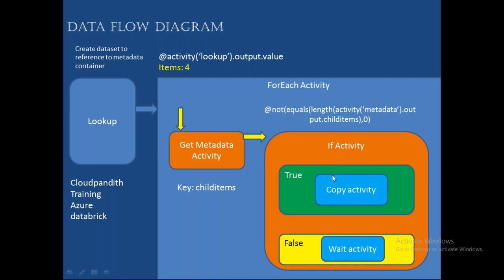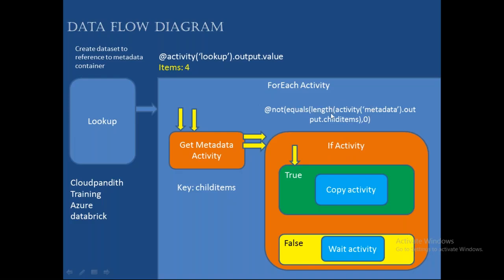In the true condition, I will just execute my copy activity. I will go to true and I will execute the copy activity. Once it is done, I will go back and I will get the second item. I got the second item, that is training container. I will go to training container and I will check child items. Those child items I will pass to the if activity. The if activity will check again whether we have any child items or not. Okay, let's say we don't have any child item. Child items is 0.